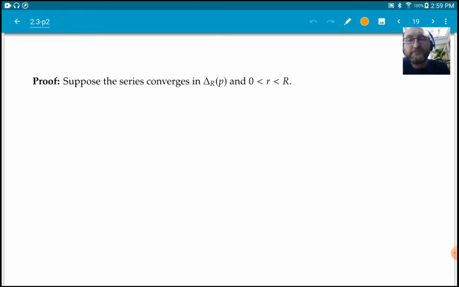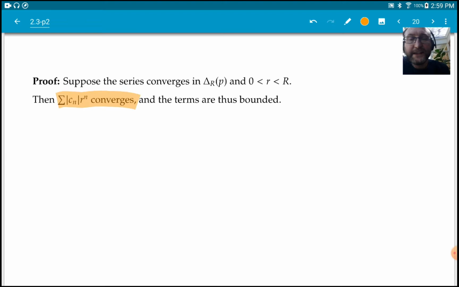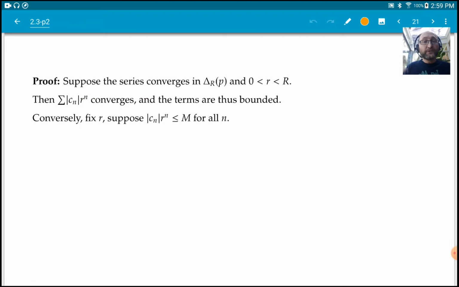So first, let's suppose the series converges, and let's suppose that little r is less than capital R. Well, then this converges, we already have that by Cauchy-Hadamard. If I'm inside the radius of convergence, I get absolute convergence. And therefore, if this converges, the terms must be bounded. Actually, they go to 0, so they're definitely bounded. So that's one direction.